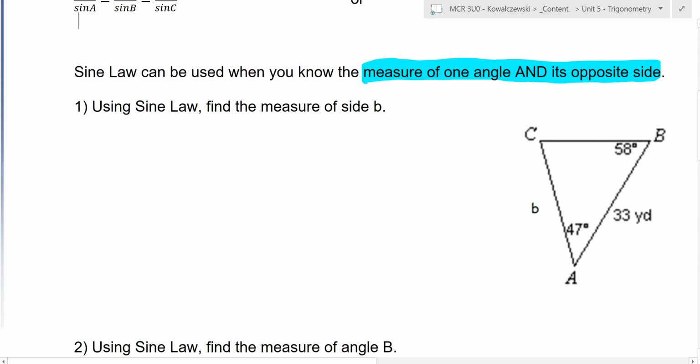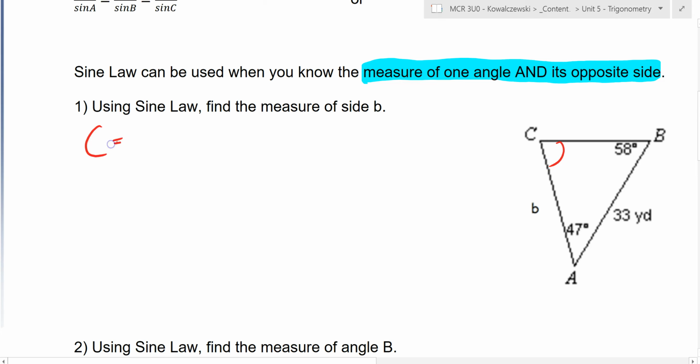The question says using sine law, so obviously we're using sine law, but why will sine law work in this case? Well, we have to have the measure of one angle and its opposite side. If you take a look at this triangle, we actually don't have that. We have this angle, but we don't know what side B is. We have this side, but we don't know angle C. We have this angle, but we don't know side A. But using our knowledge of triangles, we can actually first figure out what angle C is.